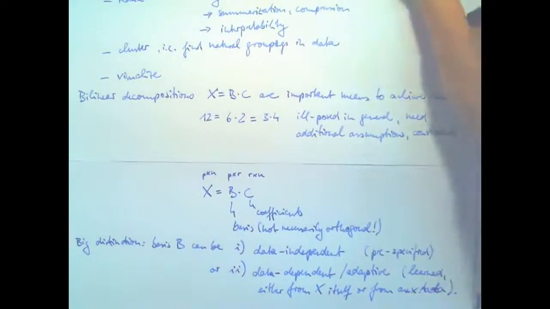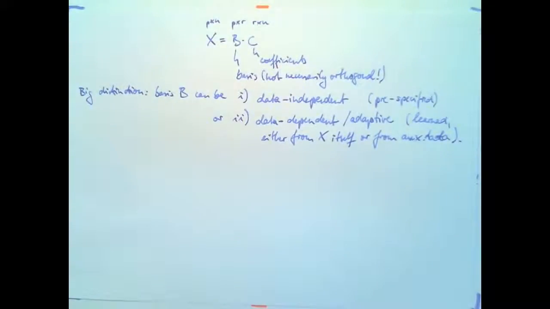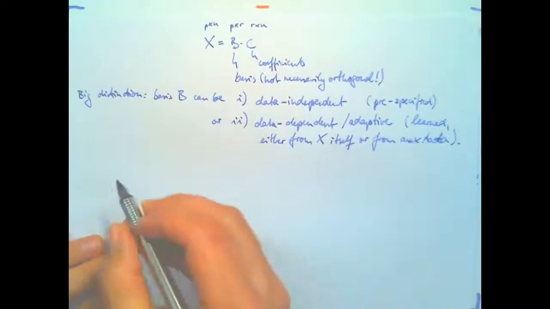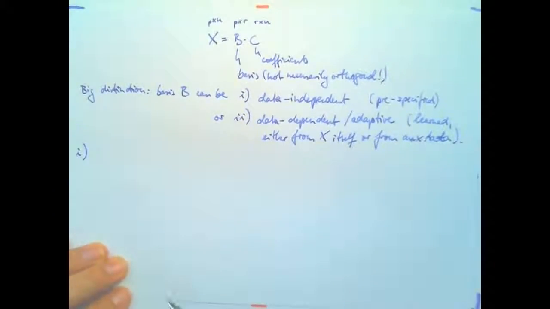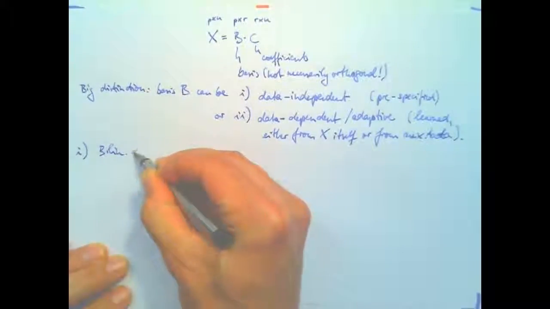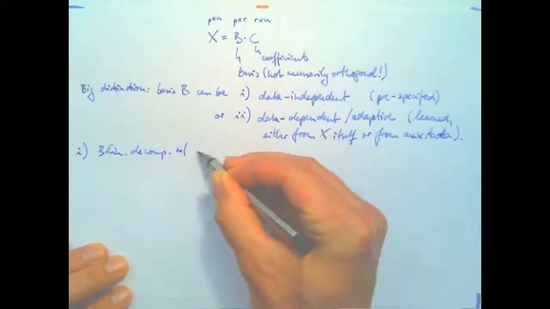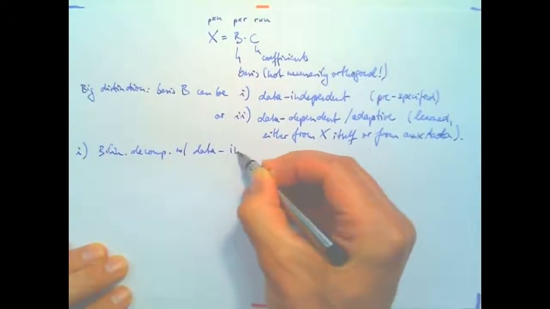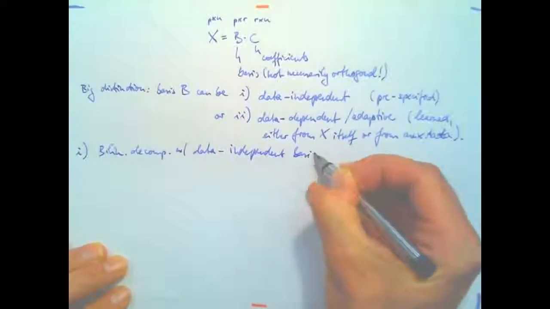And I now want to proceed with the examples for both of these. So I'm starting with case number 1: bilinear decompositions with a data independent basis. And I think you know examples for this already.